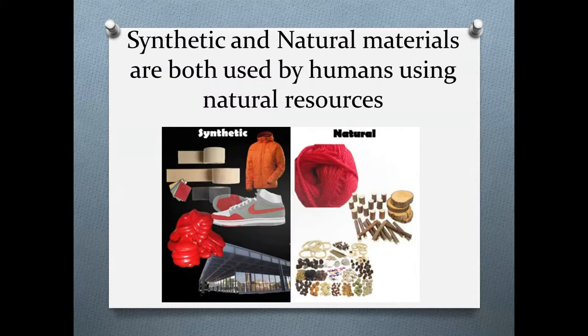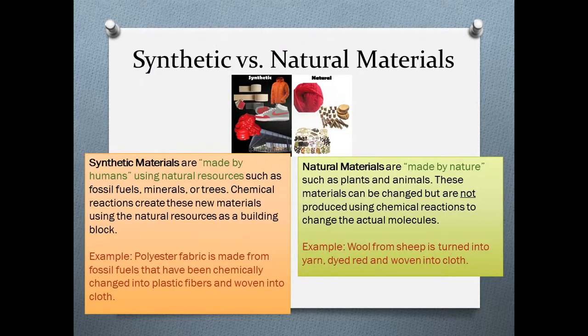When we think about materials, we usually put them into two categories, synthetic or natural. It doesn't matter which of these you're talking about because all of these are made of natural resources, like wool or cotton or wood fiber, or fossil fuels to make plastics and rubber. So here are the big differences between these two.